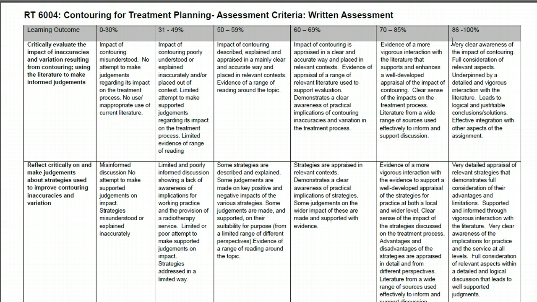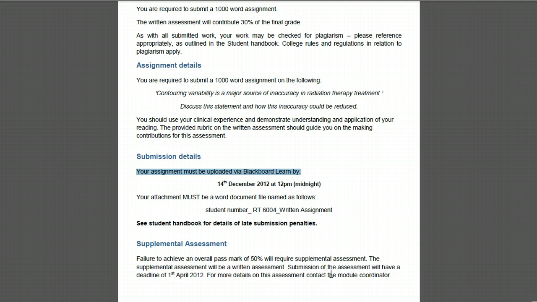looking at your own practice, and as the assignment said, it's important that you demonstrate understanding and application of your readings. So again, within your own practice and the wider practice of contouring as a whole, and looking at strategies to reduce the inaccuracies and variability within contouring and how they can be implemented, the impact of them being implemented within clinical practice.